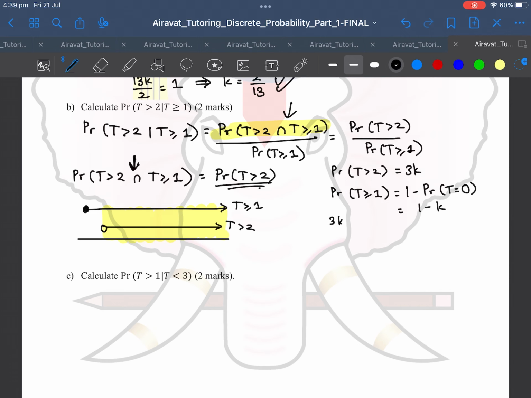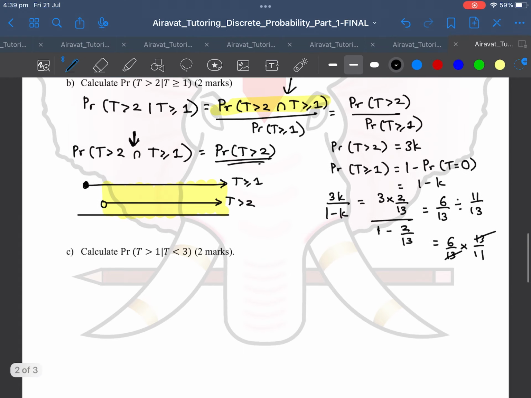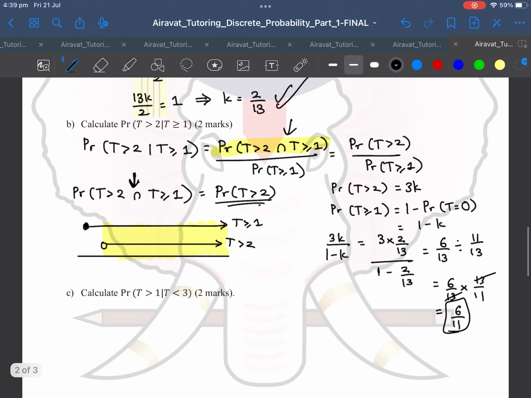So 3k divided by 1 minus k. And let's sub in what k is. So 3 times 2 over 13 divided by 1 minus 2 over 13. So this should give us 6 over 13 divided by 11 on 13. And when simplified, we will get 6 on 13 times it by 13 on 11. Cancel, cancel. And there you go. 6 on 11 is your answer to part B.